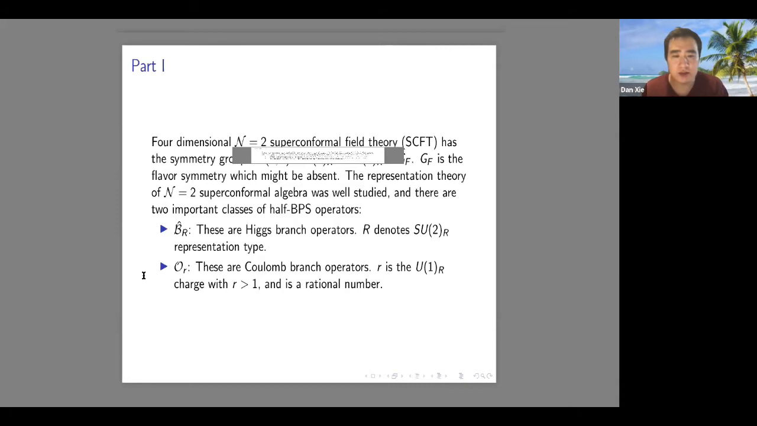So one more comment: for the Higgs branch operators, they form a ring, and this chiral ring is complicated. And for the Coulomb branch operators, in almost all the examples that we know, they form a freely generated ring. So to determine the Coulomb branch spectrum, or the Coulomb branch chiral ring, all we need to know is these rational numbers.